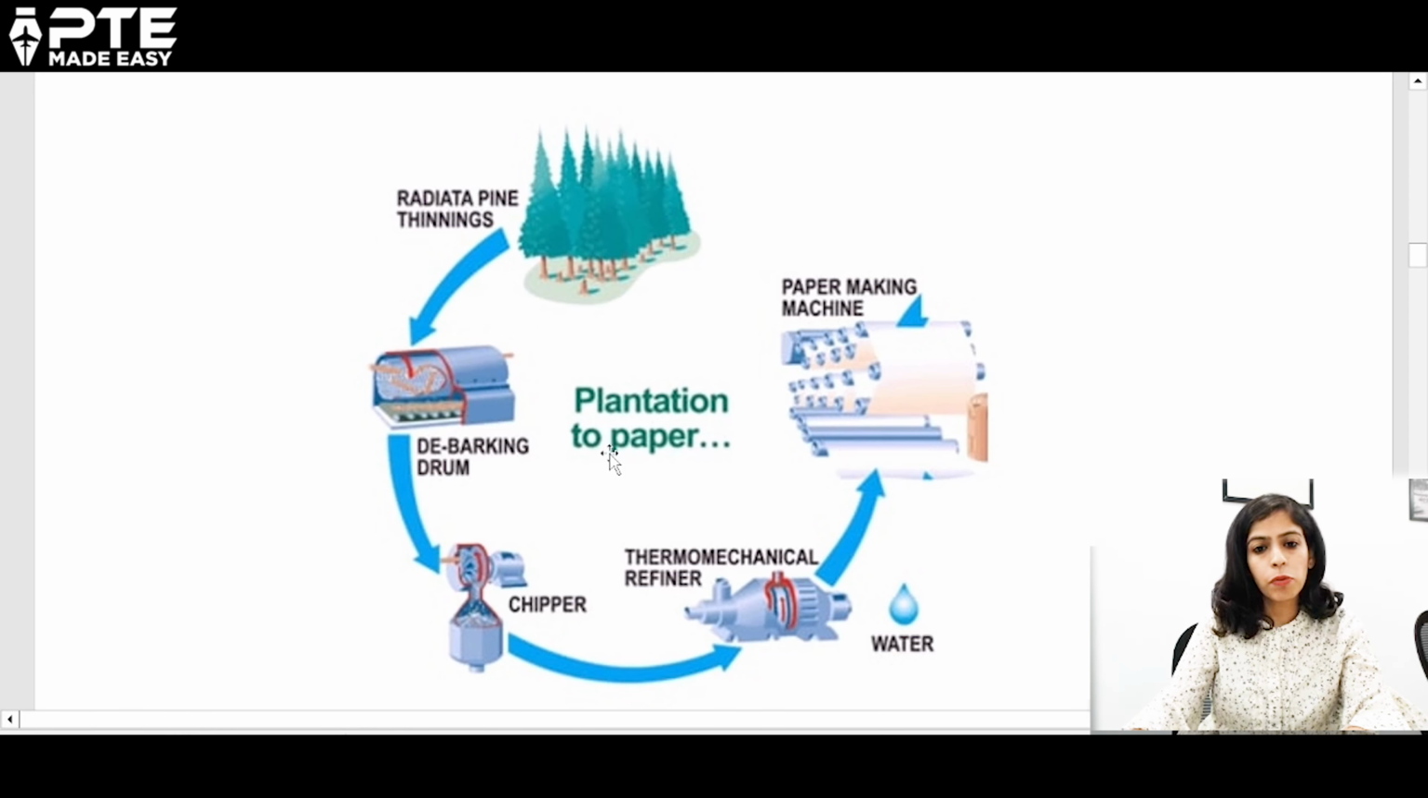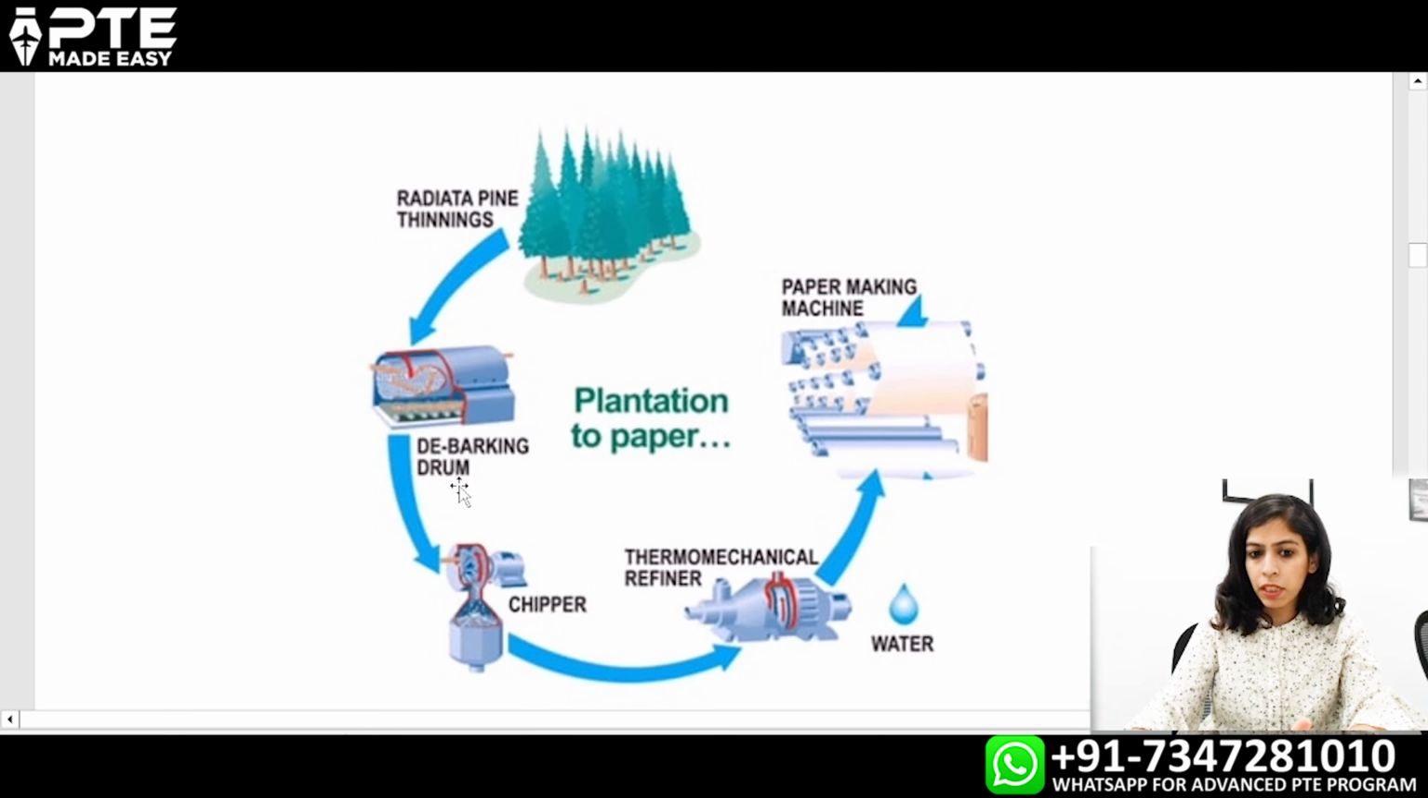Here, if we look at this process chart, we can clearly see that there are a total of 5 steps. First one is radiata pine thinnings, which they take, then debarking drum stage, later on chipper stage in which they chip into small pieces, then thermomechanical refiner in which they refine it, and the last stage is the paper making machine. So a total of 5 steps are involved in the manufacturing of paper from radiata pine thinnings.